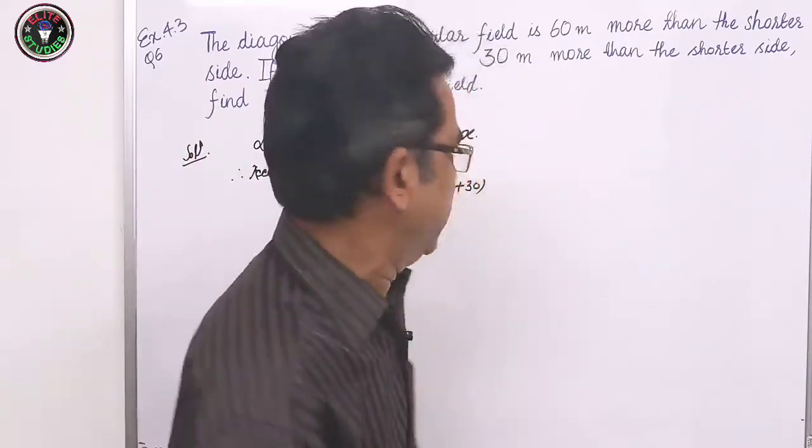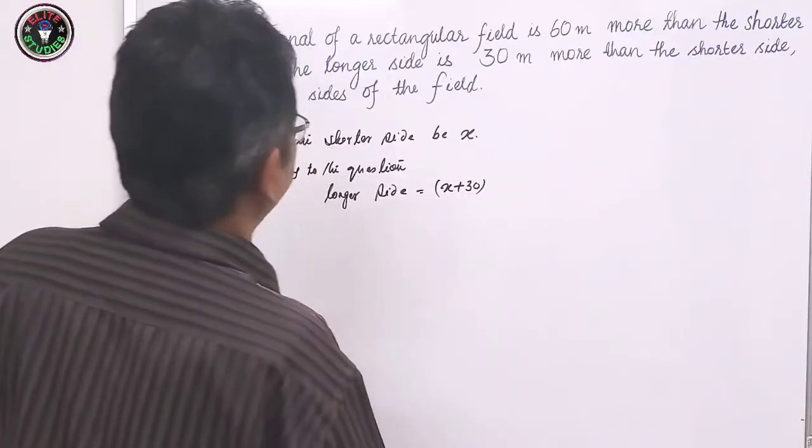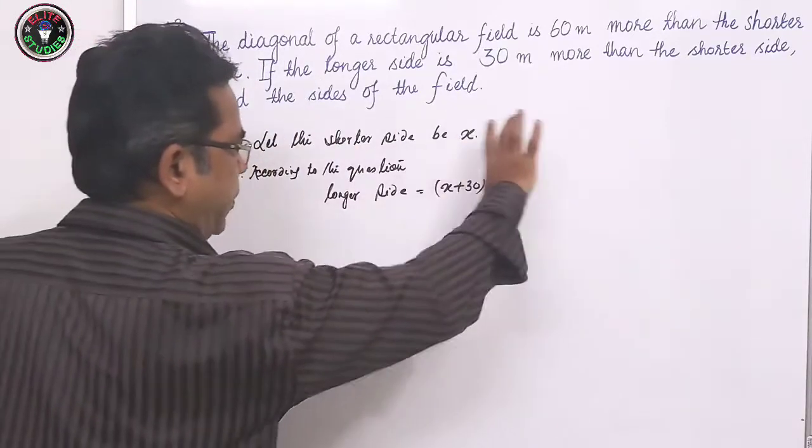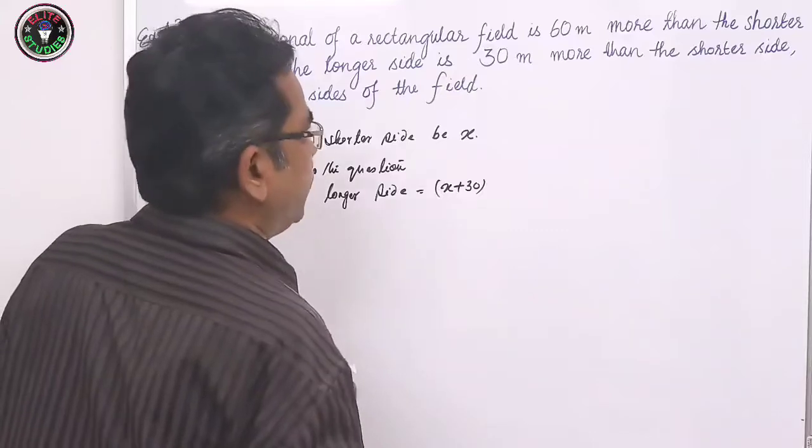Okay, now let us start. Now according to the question, longer side is x plus 30. So the first step is over. Now the second step is to frame the equation.